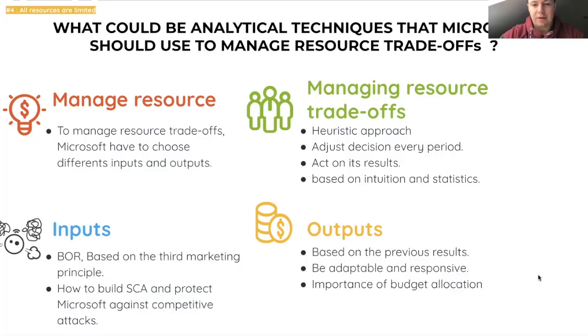We can use BOR based on the third marketing principle, built on the first and the second marketing principles, to build an NCA and SCA and protect Microsoft against competitive attacks. By using a heuristic approach, we can be reactive and adapt to each period in order to change its budget in necessary elements, which will reduce costs while remaining efficient.